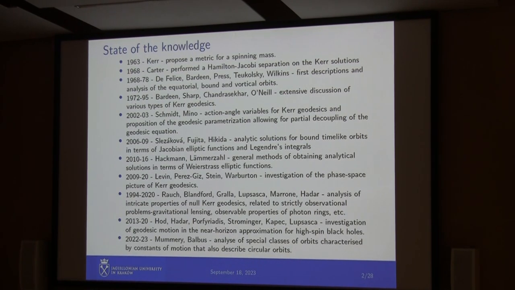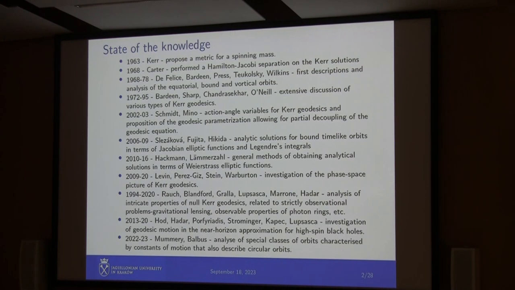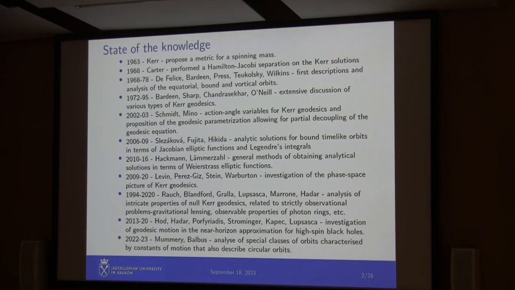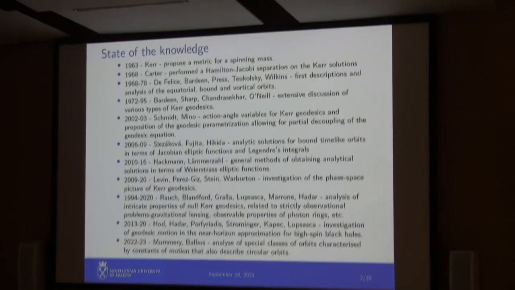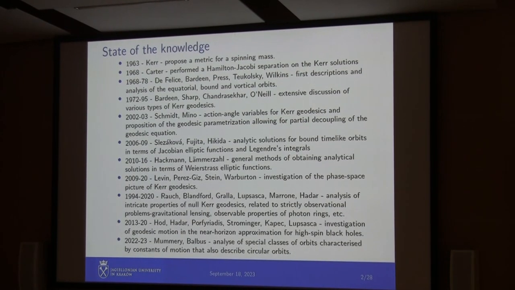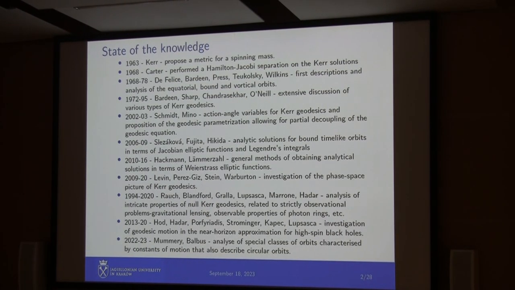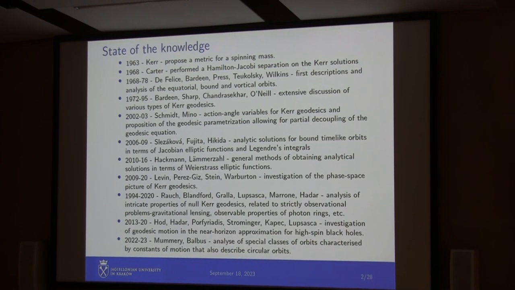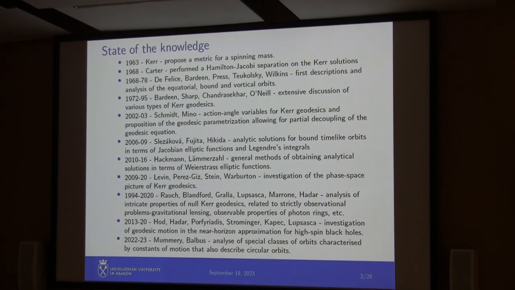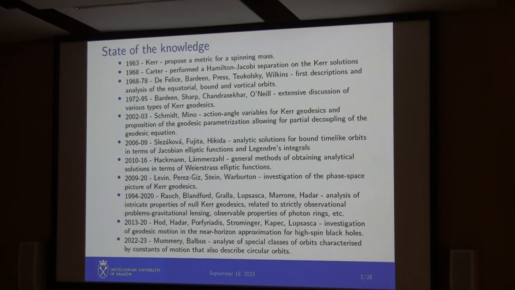After the Carter separation, new papers appeared in the same year in England, and we obtained the first solution in the equatorial plane. We started seeing how a particle behaves in the vicinity of a Kerr black hole. In the 70s, 80s and 90s, the first textbooks about this topic started to appear. And in the beginning of the 2000s, new ideas about the parameterization of the equations of motion appeared, which simplified the problem.